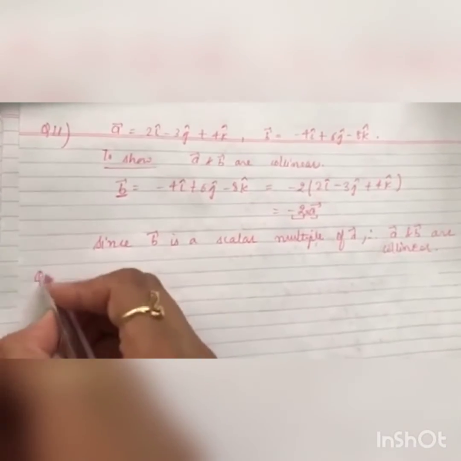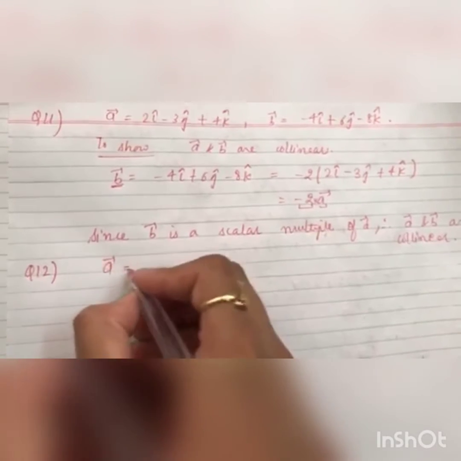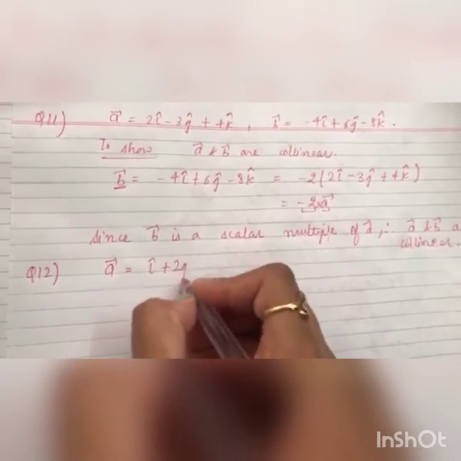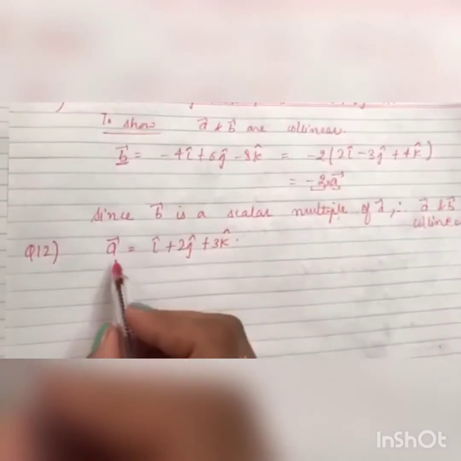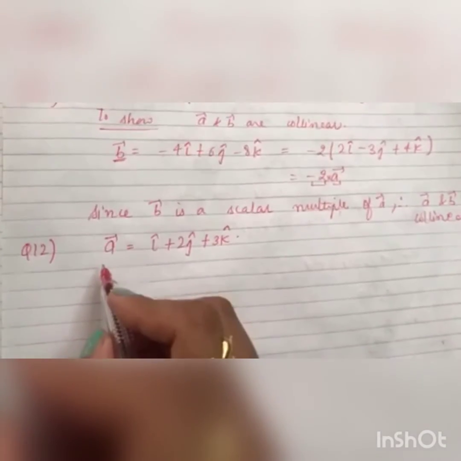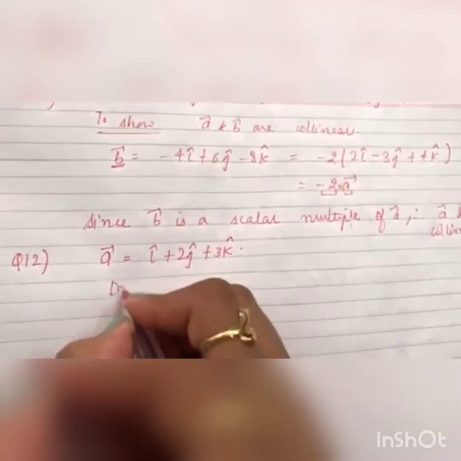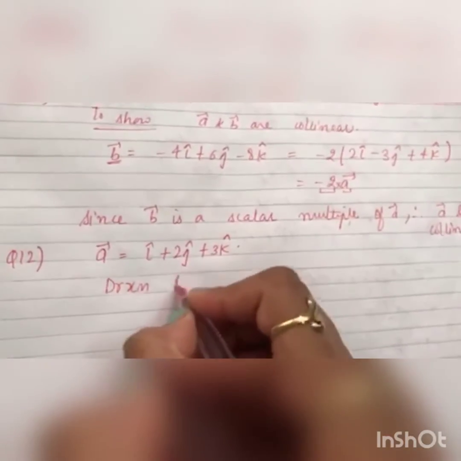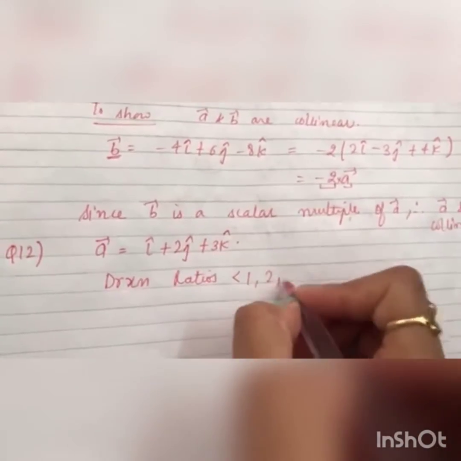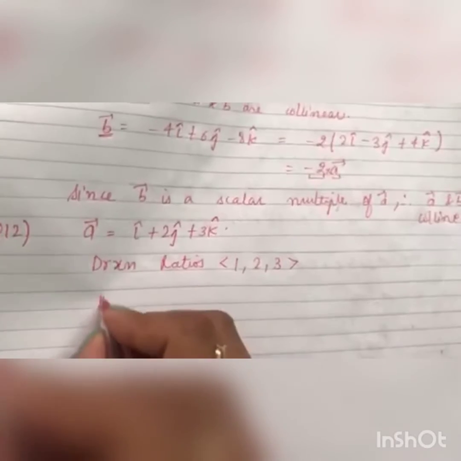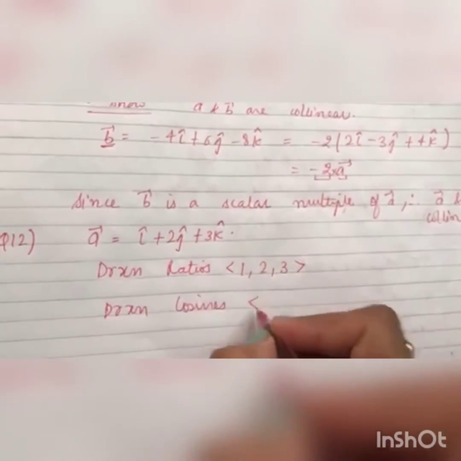Okay, next is question number 12. Find the direction cosines of the vector. A vector is given to you, i cap plus 2 j cap plus 3 k cap. So this is a vector. You have to find the direction cosines of this. Now I told you earlier that first of all the direction ratios are the coefficients of i cap, j cap and k cap. Now what you have to do is find direction cosines. Yesterday I told you the formula.